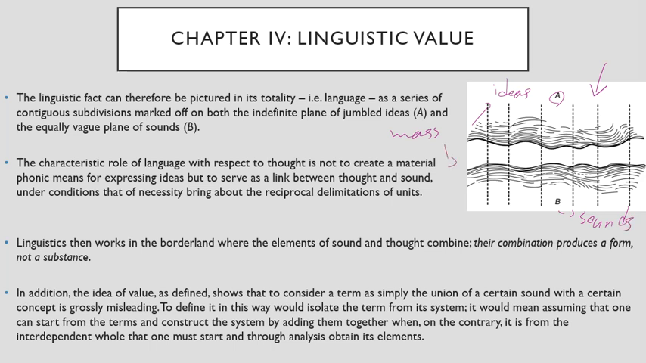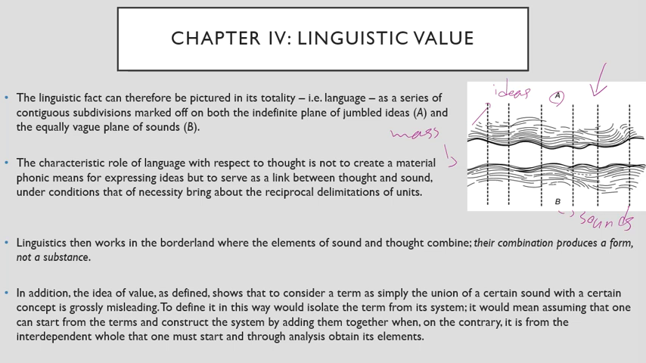Again, it's a mass. Okay, so Saussure is saying that our thoughts and the sounds that we know are both chaotic masses, and they don't really make sense on their own. And that's where language comes in. The characteristic role of language with respect to thought is not to create a material phonic means for expressing ideas. So it means that ideas aren't pre-existent in your mind and then you find the sound and then you signify them or say them. That's exactly the opposite.